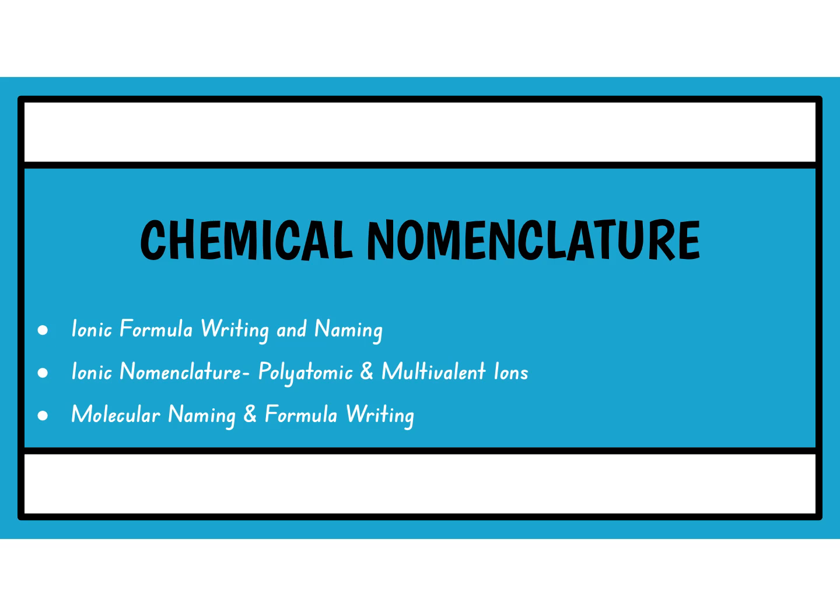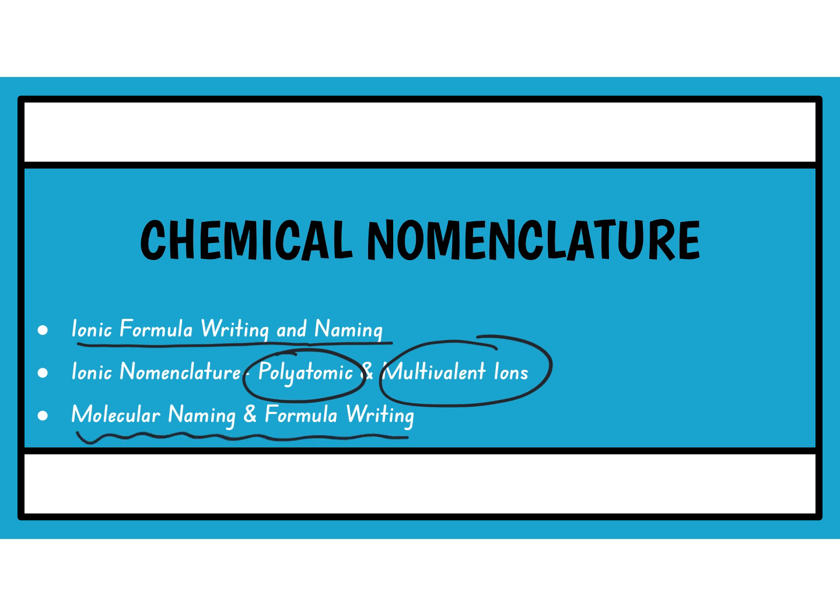Today we're going to be talking about how to name and write formulas for compounds. This is actually going to be a series of 4 different videos. In the first video, I'll be talking about ionic formulas and writing. In the second video, I'll be talking about polyatomic ions. In the third one, about multivalent ions. And then in the fourth one, we'll be talking about molecular naming and formula writing.